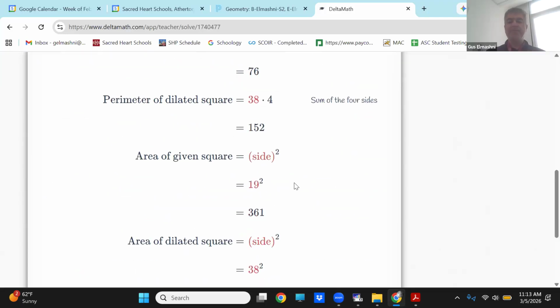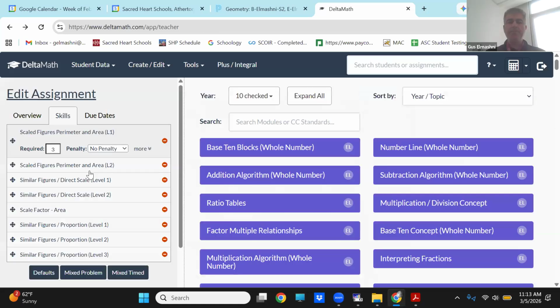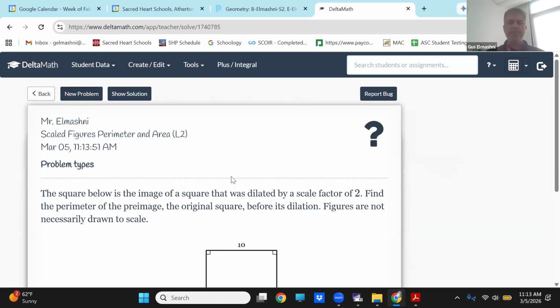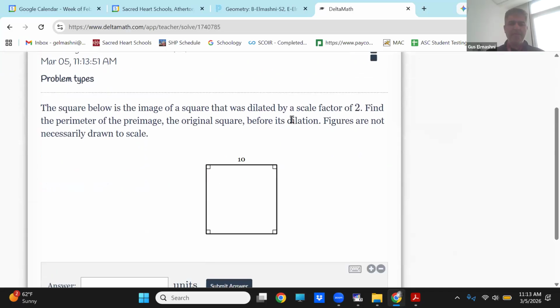So anyhow, you guys see the idea, right? So I don't have to do another problem with this. I think you guys get it. That's more the same thing. It's level 2, so it's supposed to be a little harder. In this case, they say the square below is the image of a square that was already dilated. Find the perimeter of the pre-image.